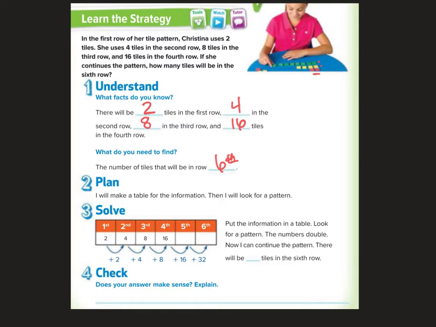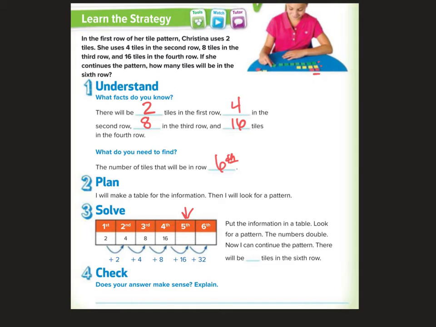So wait a minute. They gave us 4 rows. They didn't even ever talk about the 5th row. So that's a tricky thing that kids often forget. They'll find the next number in the pattern, but that's not what the question is asking. It's asking for, really, you need to find the next 2 numbers in the pattern.